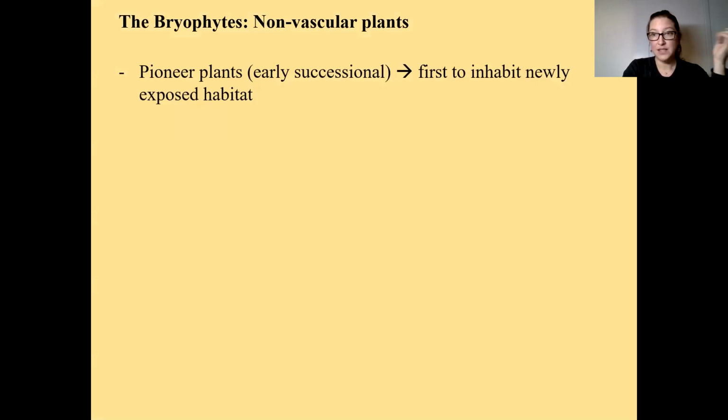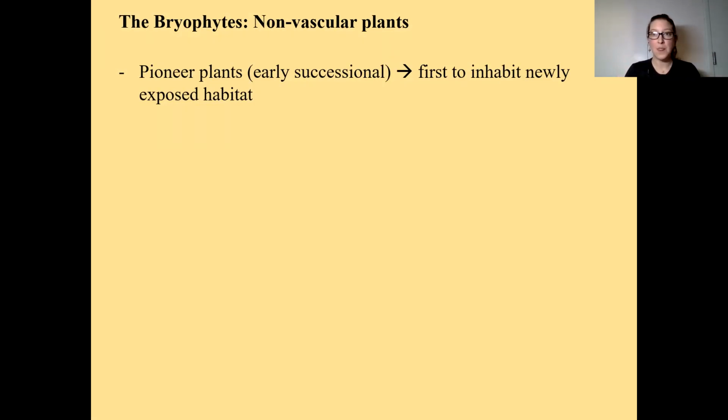All of the bryophytes, the mosses, liverworts, and hornworts, are what we call pioneer plants, or if you're going to speak in ecological terms, early successional plants. And what that means is that they're the first to inhabit or colonize a newly exposed part of land or habitat.